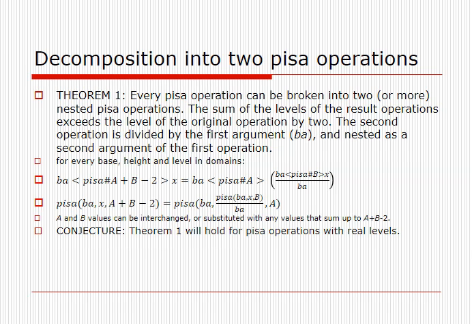When arguments of Pisa are within domains, the following equations are identities, one written in operational and the other in functional form. It can be conjectured that the theorem will hold for real and complex levels.